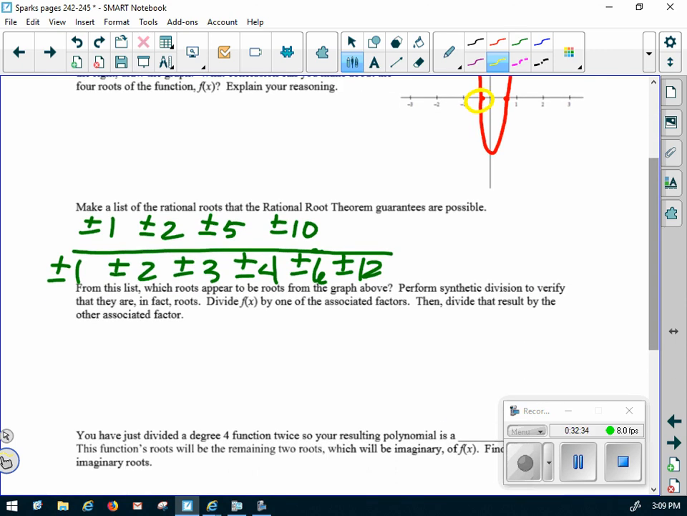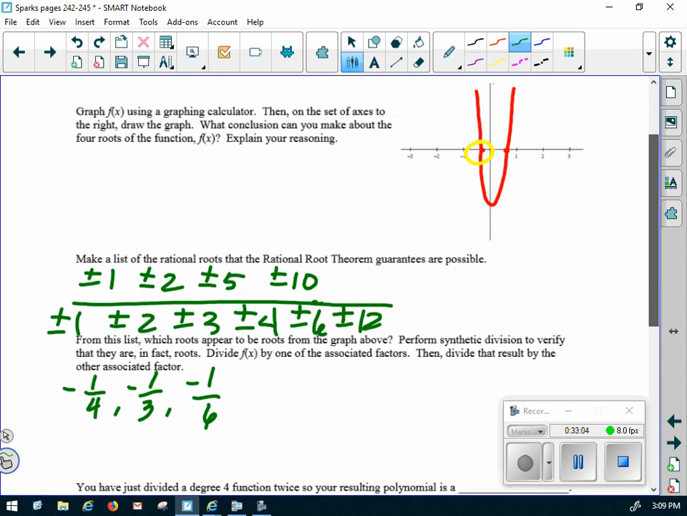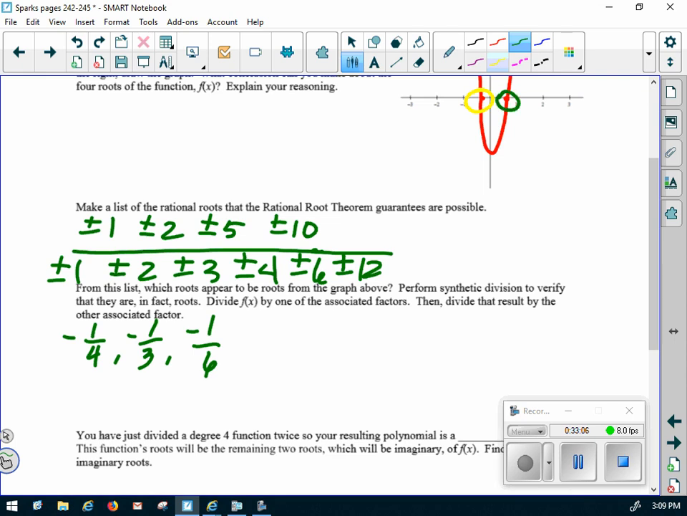It might be a third, or negative. It might be negative a fourth. Are there any other options for that root? A 6? So, might be negative 1/4, negative 1/3, negative 1/6, right? Negative 2/6 is negative 1/3. What about this one? Could be 2/3.